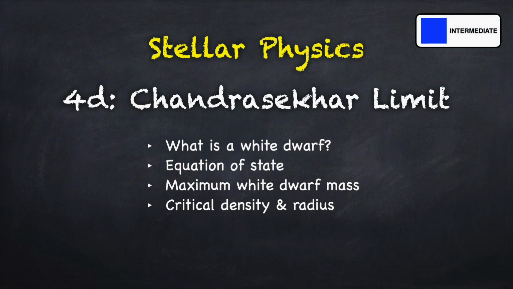Welcome to Stellar Physics 4D. In this video, I will derive the Chandrasekhar limit, which is the maximum mass of a white dwarf. First, I'll briefly talk about what a white dwarf is. Then we'll come up with an equation of state for the material in a white dwarf. And then we'll find the maximum white dwarf mass, as well as the density and radius at the instability point.